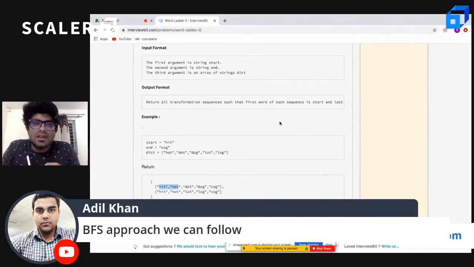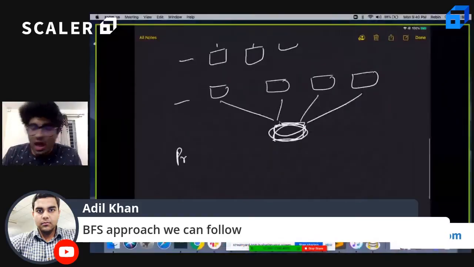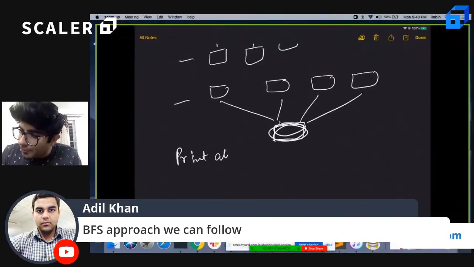As we explore in BFS, all the possible cases are explored in one step. So when we are solving problems for shortest path, it's always ideal to use BFS. That is a good observation. So we can apply some sort of BFS technique here. But the point is, let's say I applied BFS and from here I reached here. But then what? The question is, I need to print all the possible sequences.